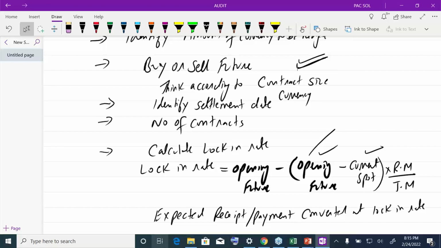Okay, in some questions there are no spot rates. The examiner has never tested any question where the spot rate is not given. I have written the current spot, not the closing spot. Don't worry, you will not be confused today. I will end the confusion.